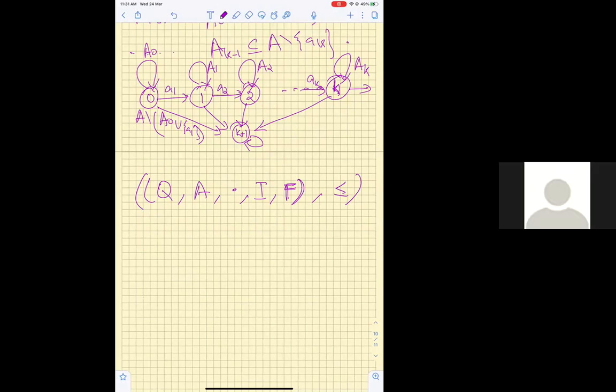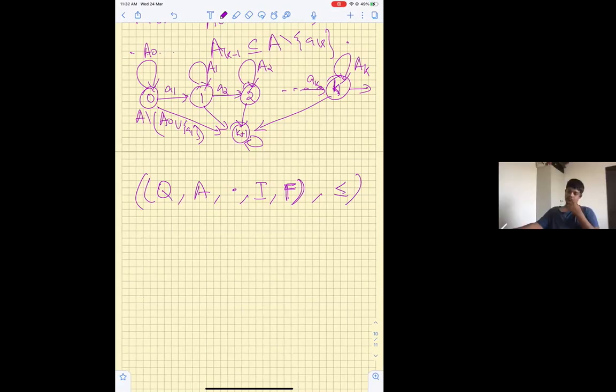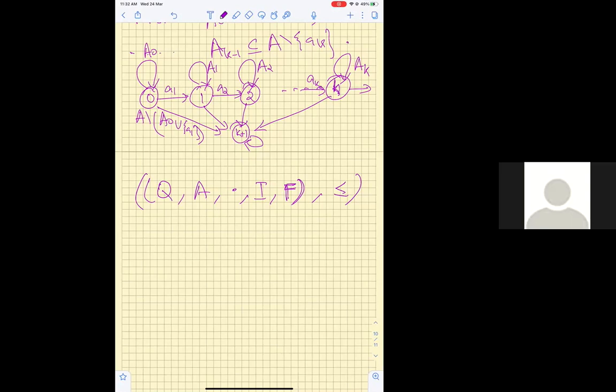So will A not be... since it's a deterministic extensive automaton, I is a singleton. So we can say that all the transitions from the singleton to itself, those will be A naught.